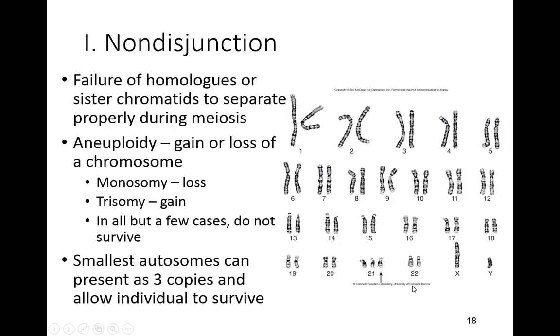And in shorter autosomes, like 21, you're able to have 3 copies and still survive. But usually, if you do on one of these larger ones, like 1, 2, or 3, it's most likely going to be fatal, and the zygote would not produce a fetus that would survive, the fetus would probably abort, and you wouldn't have a full-term baby.